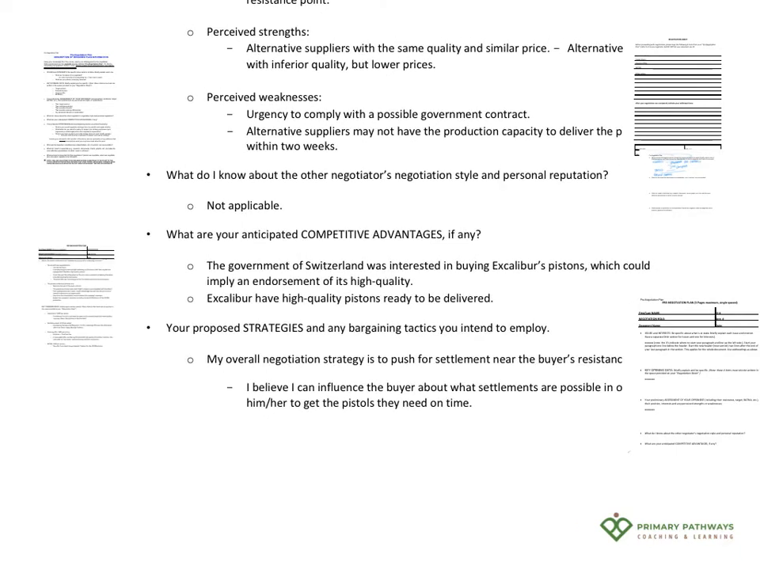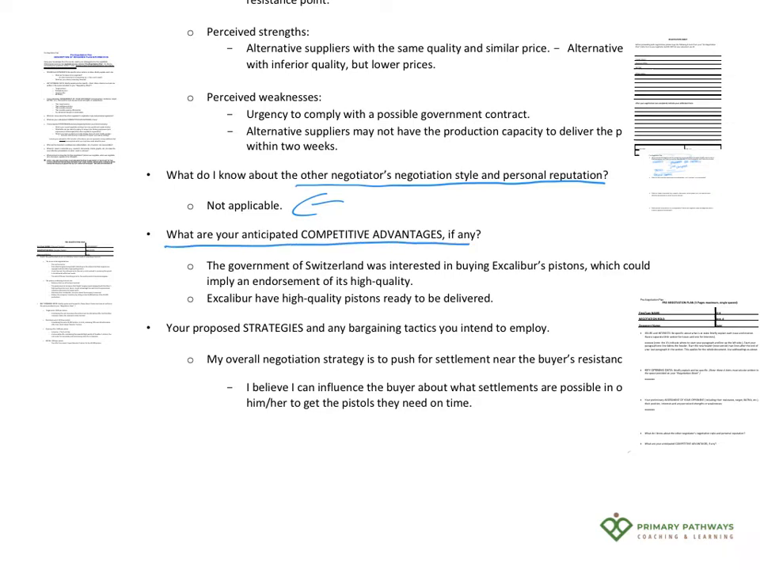So the first one we're going to zoom in on is the opponent's negotiation style and personal reputation. She didn't know, so she put in not applicable. Often this is the case. Then we looked at our competitive advantages, and this is not a competitive advantage from a broad point of view, specifically about the negotiation. And she found that she had two, both specific to the case that she pulled out.